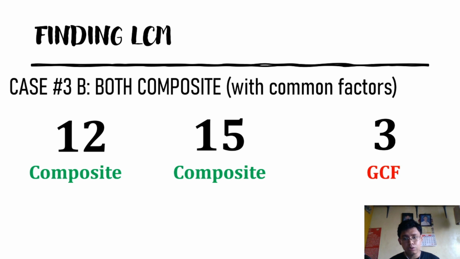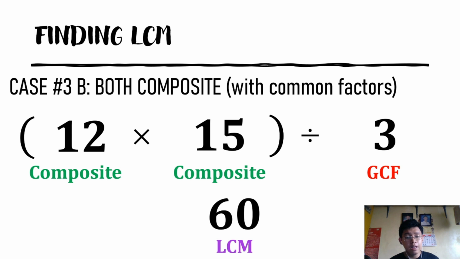Ayan. So to get the least common multiple, we are going to multiply the composite numbers, and then their product will be divided by 3. And then to get our LCM, we will just do that formula, and our LCM for this example is 60. Ayan. Now, sir, 12 and 15, they are big numbers. Is there any other way for us to solve this?